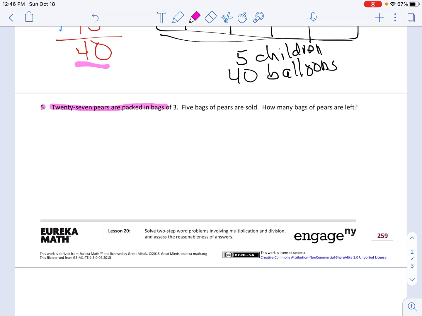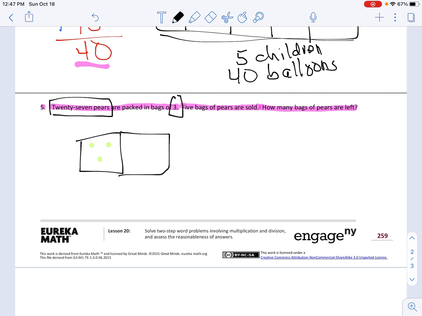And my last problem. 27 pears are packaged in bags of 3. 5 bags of pears are sold. How many bags of pears are left? So I have 27 pears, and I have them in bags of 3.